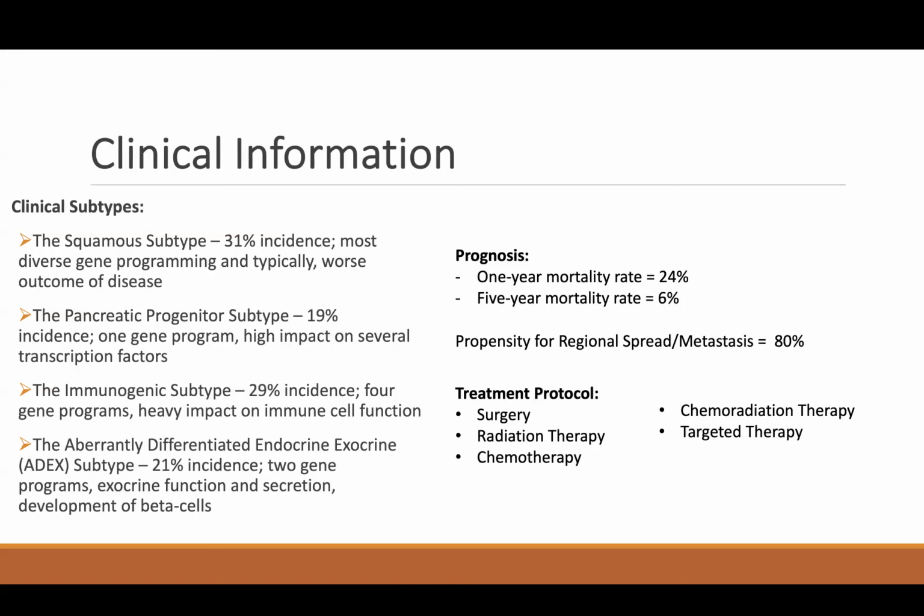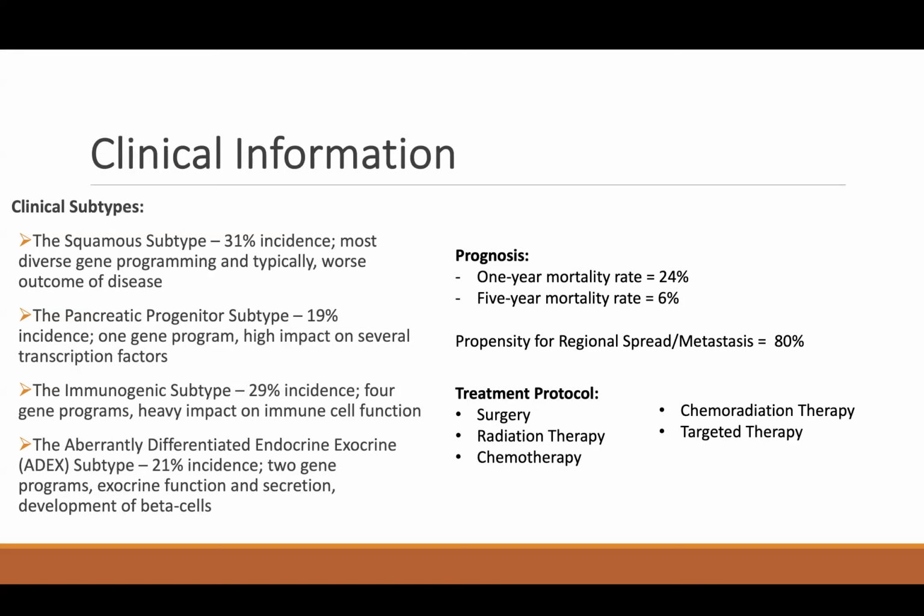And then lastly, we have the aberrantly differentiated endocrine exocrine or ADEX subtype. This has a 21% incidence rate, 2 gene programs, and exocrine function and secretion and development of beta cells are the focus of what's happening here with this subtype.